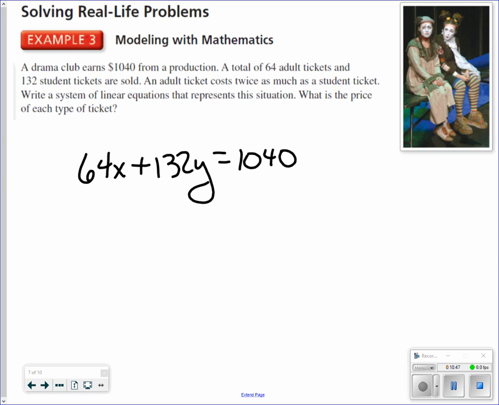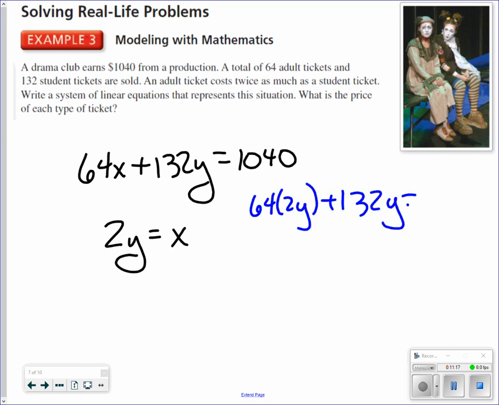The adult tickets cost twice as much as the student tickets. So if I double the student tickets, it would equal the adult tickets. Now, with that being said, I now have two equations that I can try to solve, and x equals 2y. So in place of x in the top equation, I'm going to write 2y. So 64 times 2y plus 132y equals 1040. So this is 128y.